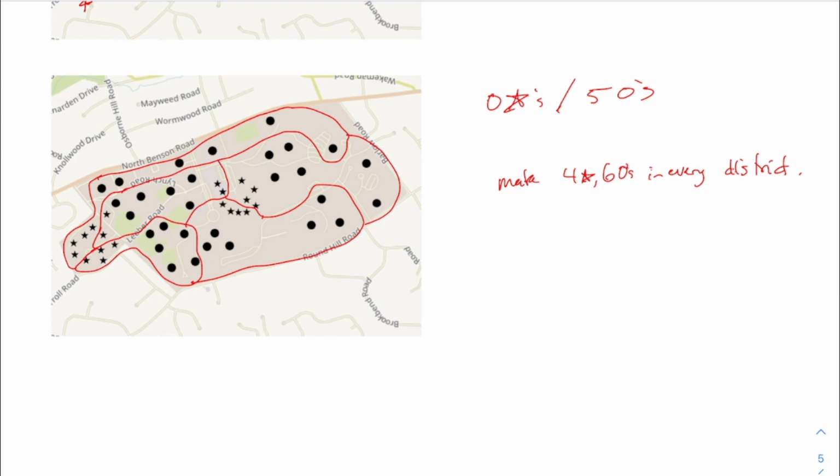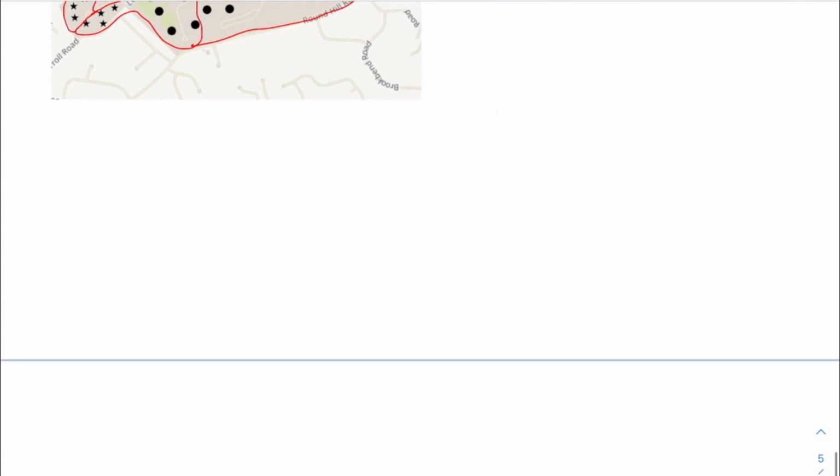We got about 15 minutes left. I think we can start talking about the next sort of big thing that we want to talk about in terms of gerrymandering, which is gerrymandering detection.